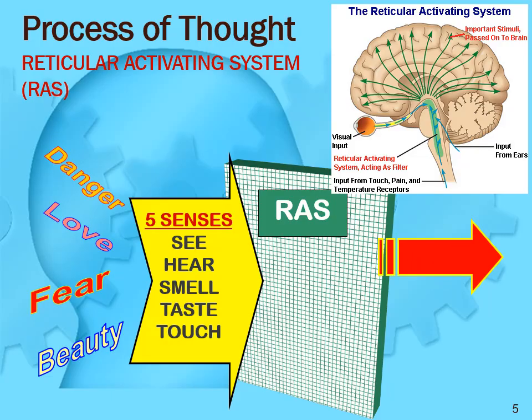On the brain is another physical item. It runs like a net, like a hairnet, almost, from the back of the brain to the forebrain, and it's called the reticular activating system, or the RAS. And what the reticular system does, or the reticular formation, is it acts like a filter.